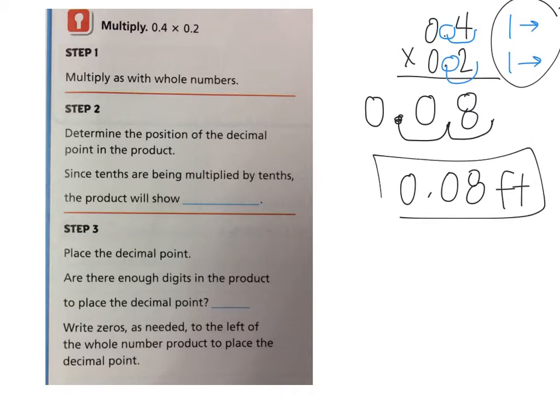Now here it says step 2 is determine the position of the decimal point. Since tenths are being multiplied by tenths, the product will show what? 100ths, right? Okay. And then we already placed the decimal point right here. Very good. And it said, originally, were there enough digits in the product to place the decimal point? No. So what we had to do was write zeros as needed to the left of the digit of the whole number product to place the decimal point. Make sense? Very good. Let's try our hand out.